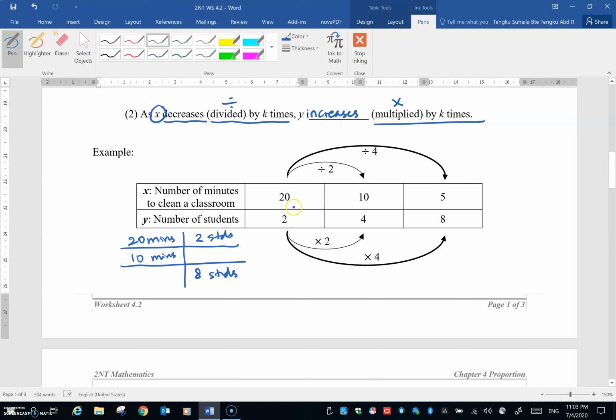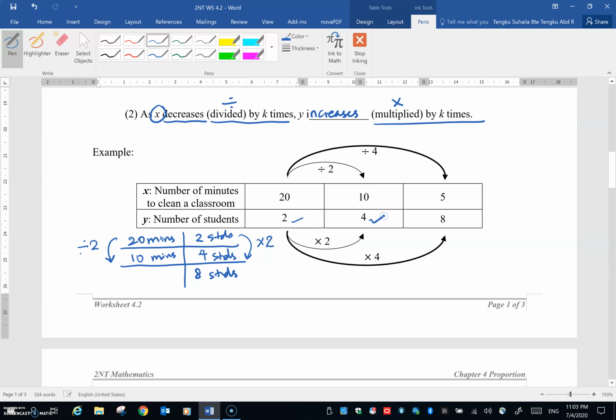So if we were to have 20 minutes, okay, to complete the cleaning of the classroom by 2 students, then if let's say I want 10 minutes, okay, then how many students would I require? Okay, look over here, 20, how to get 10? Divide by 2, right guys? So the other side, instead of divide, change to times. The number remains the same, 2 also. So 2 times 2 will have 4 students.